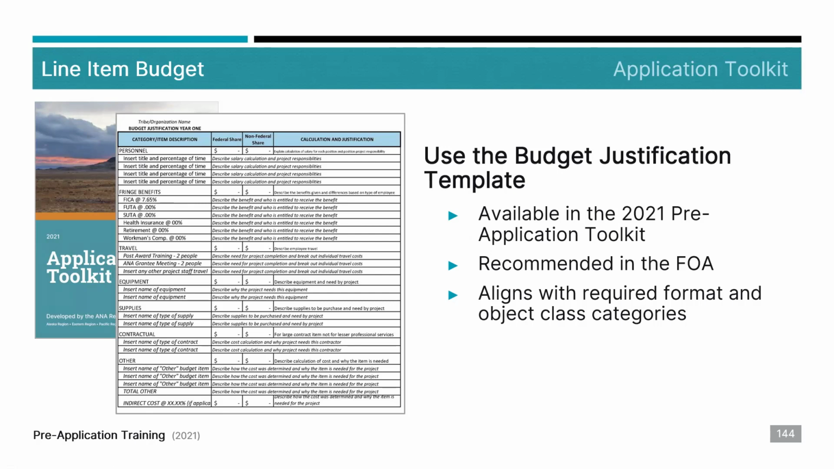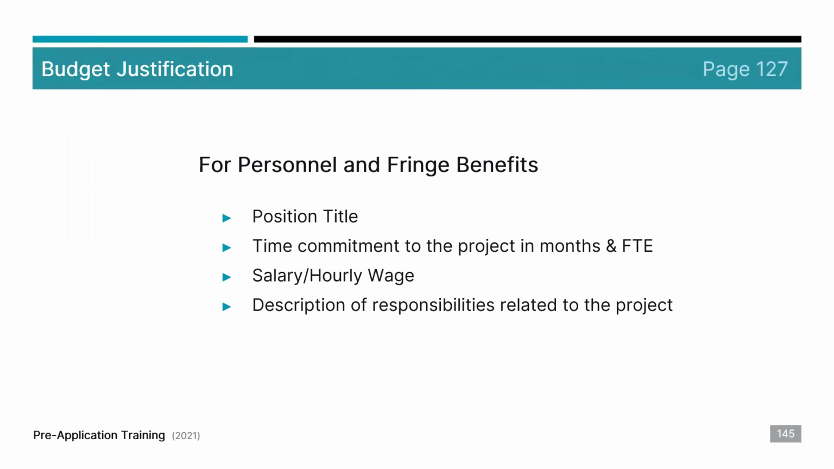It just helps you to be more thorough, and it'll line up in the same order and everything if you fill it out correctly. And then the totals are included. They'll pre-populate as well up here. And the only thing you need to do is include the justifications. So let's go through them. For the personnel and fringe benefits, you're going to include the position title. You're going to include the FTE, or the time commitment to the project. And you're going to include either the salary or the hourly rate, wage, and a brief description of the responsibilities as they're related to the project.